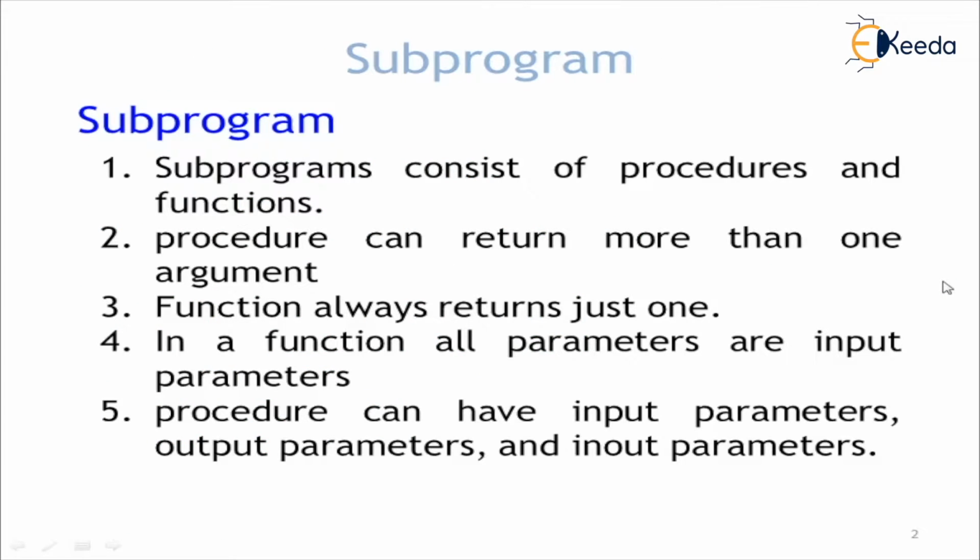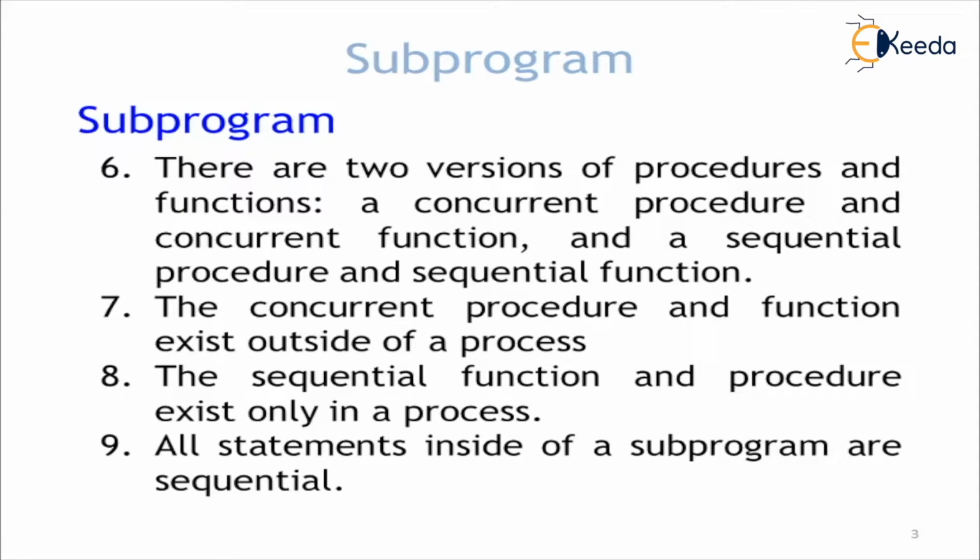So basically subprograms consist of the procedures and the functions. Procedures can return more than one argument, but a function always returns only one argument. In a function, all the parameters are of type input and it gives a return type. But a procedure can have an input parameter as well as an output parameter or in-out parameter also. So a function has input parameters, while a procedure has input, output or in-out parameters.